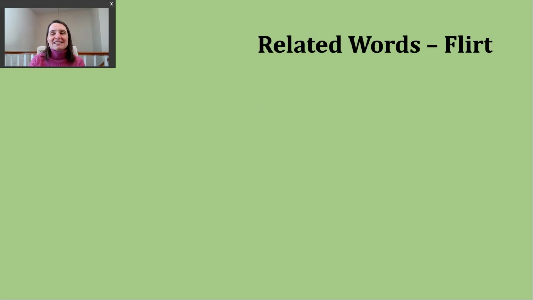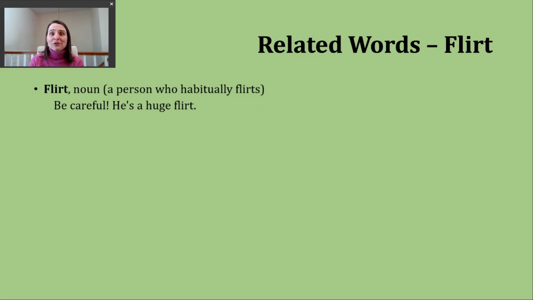Now, let's spend a few moments looking at words that are related to our verb flirt. And the first word we're going to look at is just the noun form of this word. So it has the exact same spelling and the exact same pronunciation. When I use flirt as a noun, I'm talking about a person who habitually flirts, who indicates attraction to someone or behaves in a way that signals that.